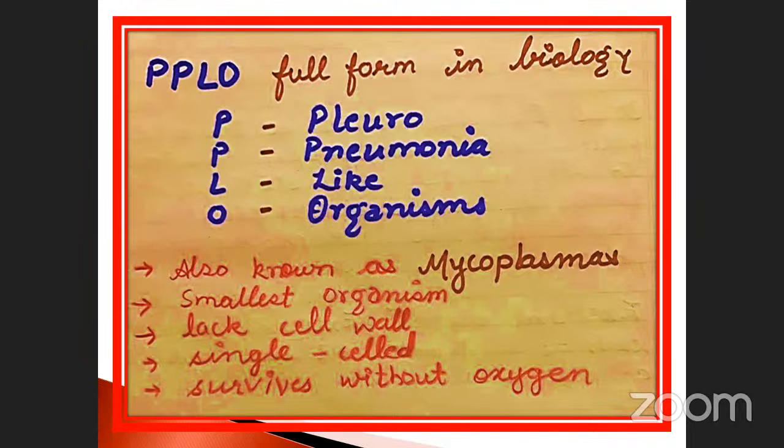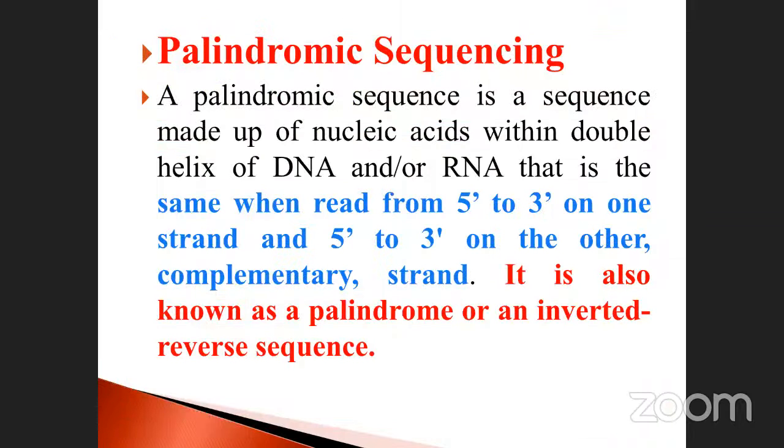Pathogenic. Okay, so go to the next one. Palindromic sequence. What is the meaning of palindromic sequence? A palindromic sequence is a sequence of nucleic acid within the double helix of DNA or RNA that is the same when read from 5' to 3' on one strand and 5' to 3' on the complementary strand. It is also called a palindrome or an inverted reverse sequence.